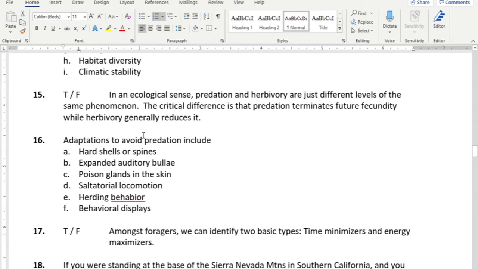15, true or false? In an ecological sense, predation and herbivory are just different levels of the same phenomena. The critical difference is that predation terminates future fecundity, while herbivory generally reduces it. That is a true statement.